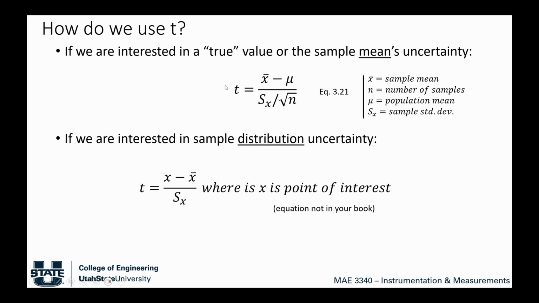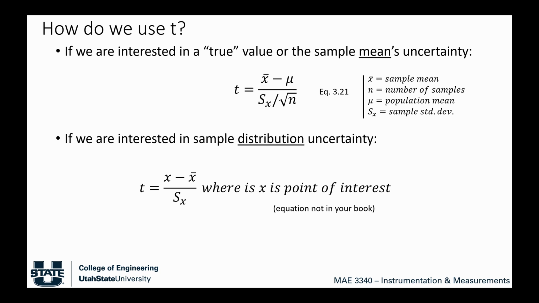So if we're interested in the true value or the sample mean of the uncertainty, then this is exactly like what we have going on with the Z-score. Now you notice that we have under here the sample standard deviation divided by the square root of the number of samples. Why do we have this in here? Because we are utilizing the central limit theorem. That central limit theorem allows us to have the sample represent the population. It also makes it so a distribution that is not Gaussian can be represented by a Gaussian distribution as long as we take a larger number of samples.